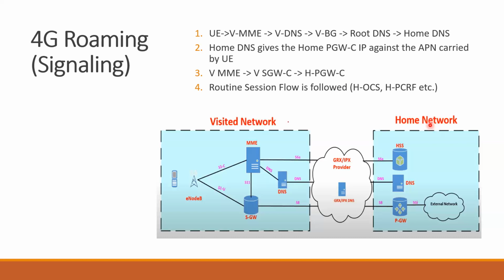In inbound roaming, your network MME is going to be used, your network DEA is going to be used, your network DNS is going to be used, and your network SGW is going to be used. In case of outbound roaming, your HSS is going to be used, your PGW is going to be used, your DNS is going to be used, and obviously your border gateway is going to be used. So this is the basic difference between inbound roaming and outbound roaming.